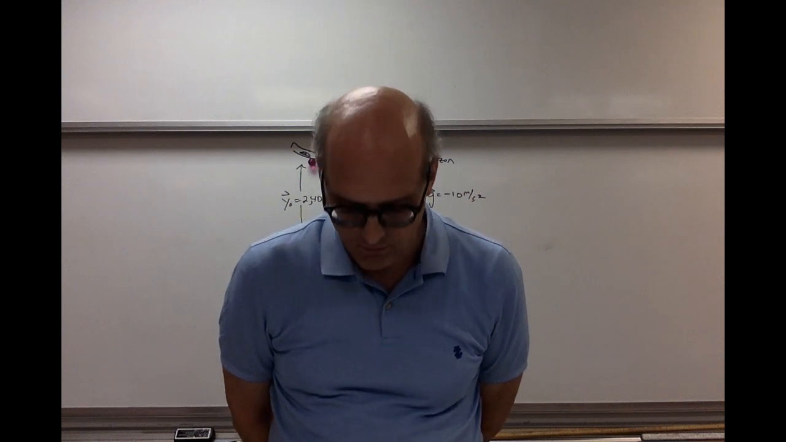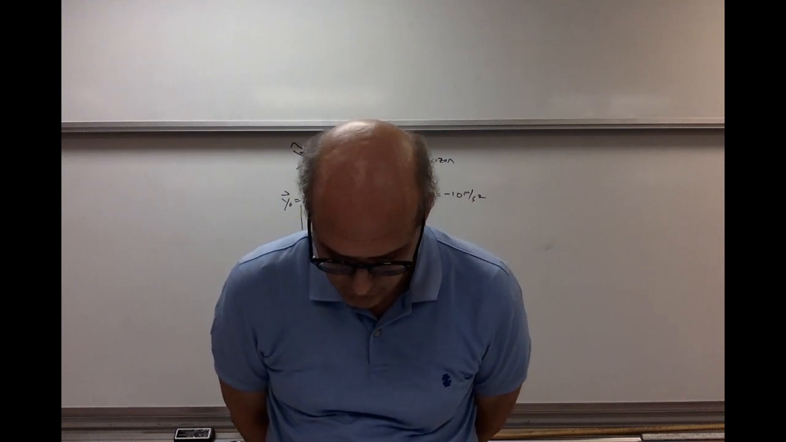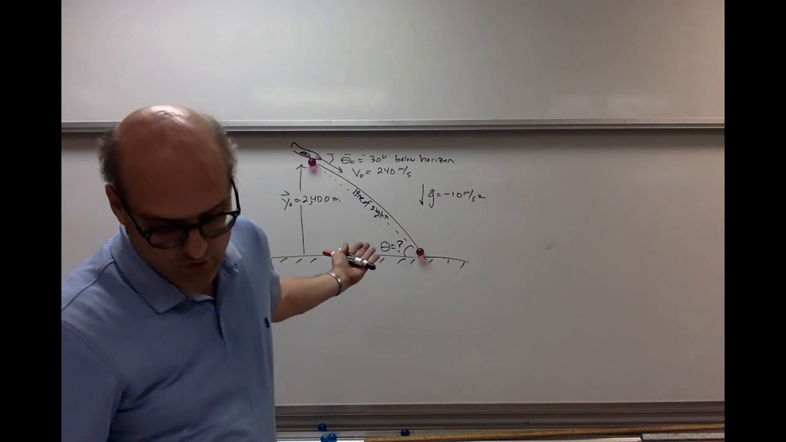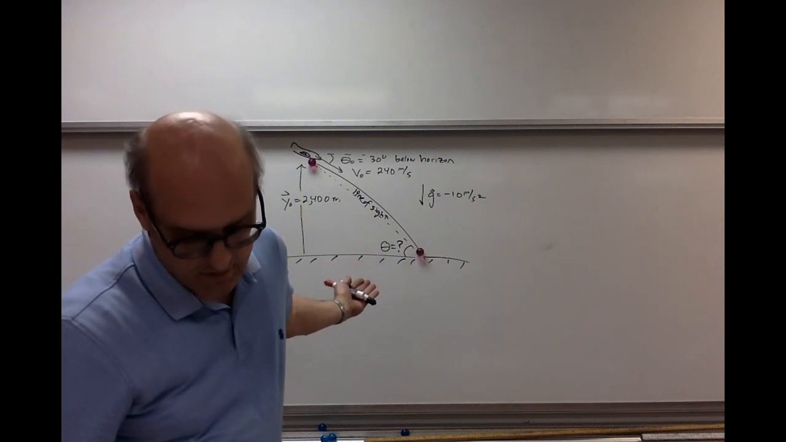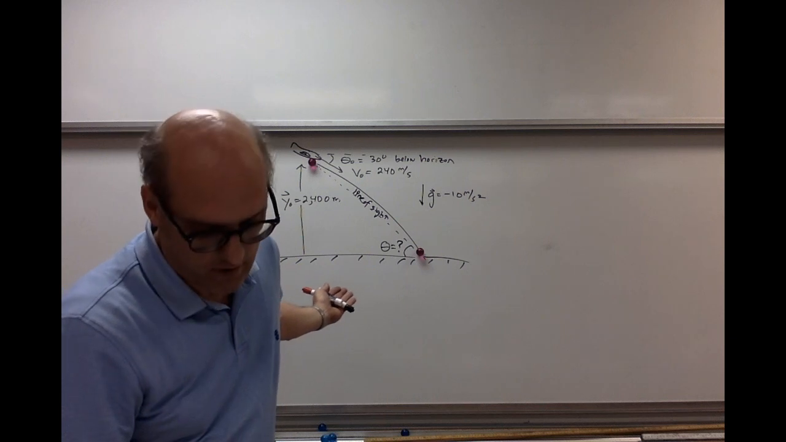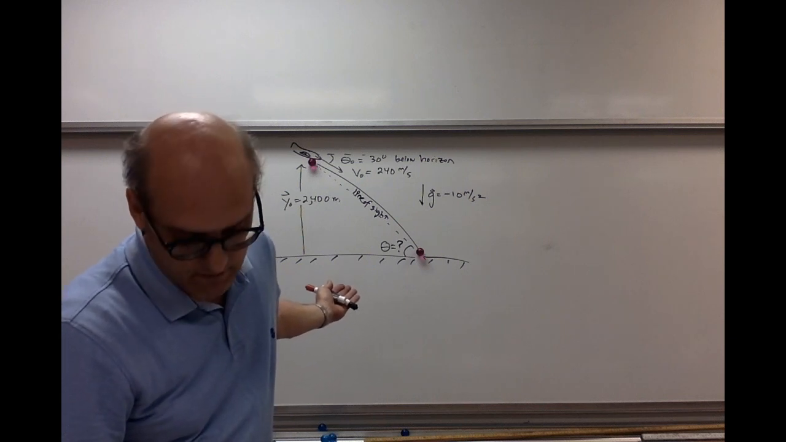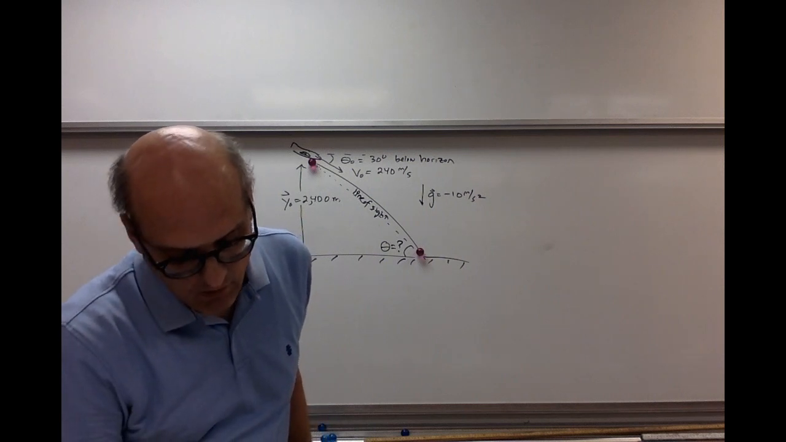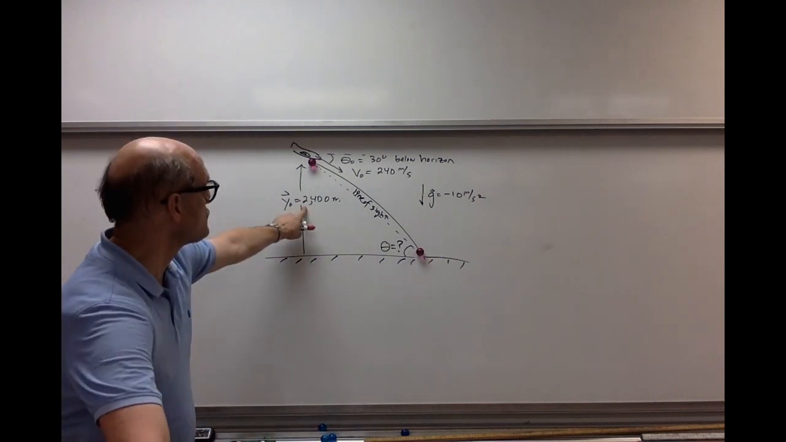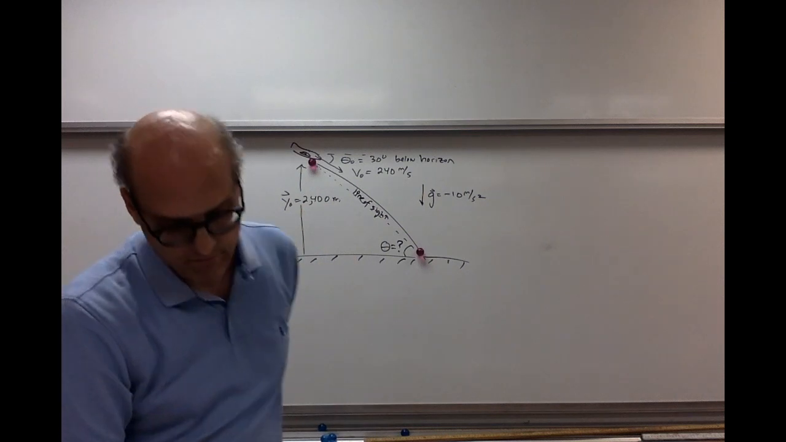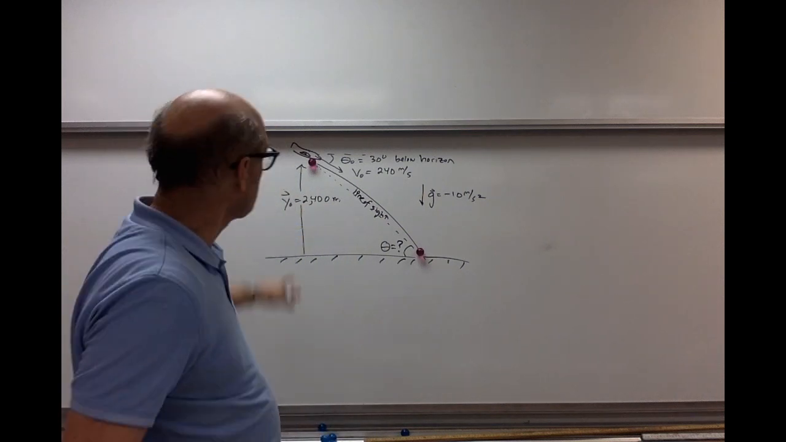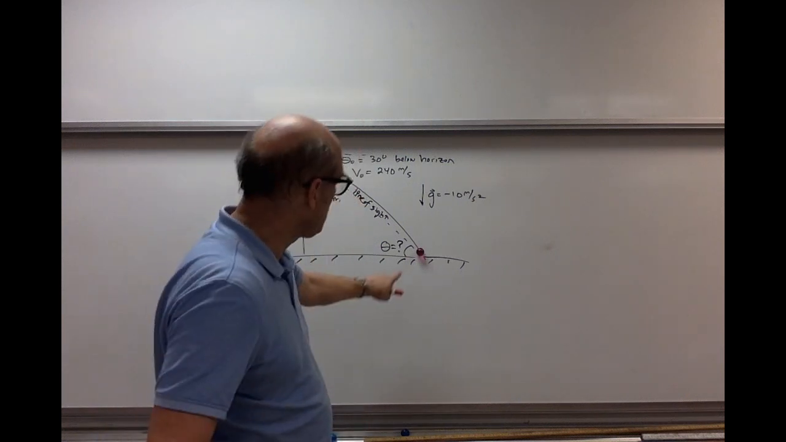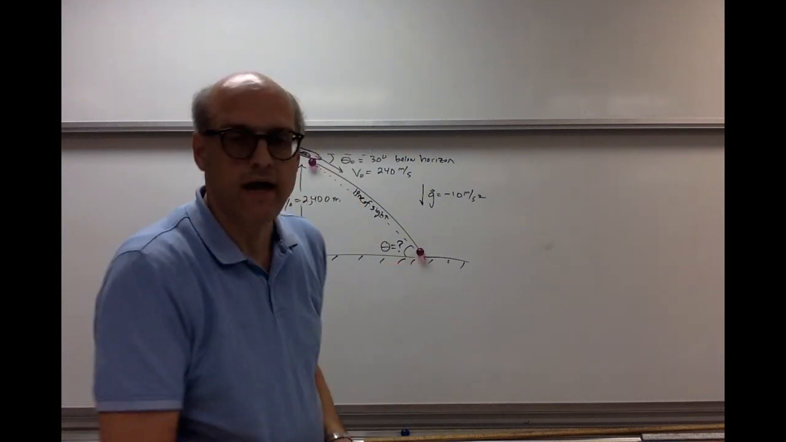Chapter 3, problem number 37. An airplane is flying with a velocity of 240 meters per second at an angle of 30 degrees with the horizontal, as this drawing shows. When the altitude of the plane is 2.4 kilometers or 2,400 meters, a flare is released from the plane. The flare hits the target on the ground. What is the angle theta?